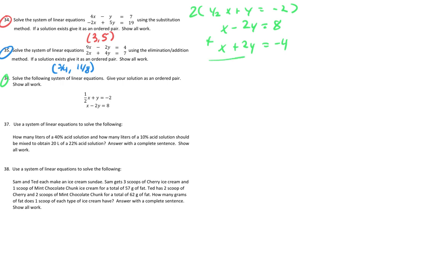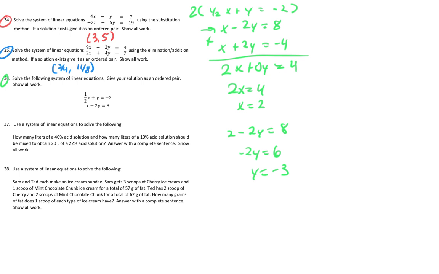We can add those equations together. So we get 2x plus 0y is equal to 4, or 2x is equal to 4, x is equal to 2. Once we have that, we can plug it back into either equation. I'm going to plug it into that first equation. So 2 minus 2y is equal to 8. Negative 2y should equal 6. Y is negative 3. They did ask for this in an ordered pair, so that would be (2, negative 3).